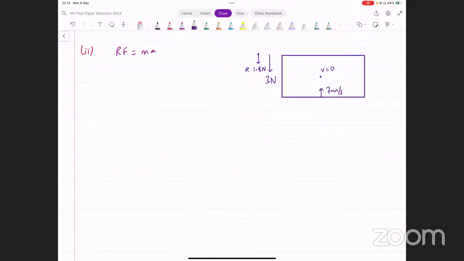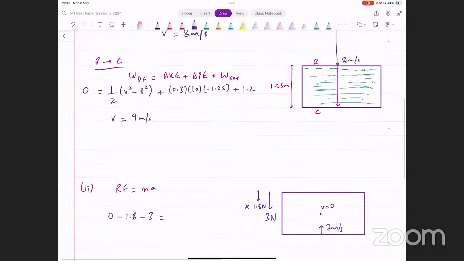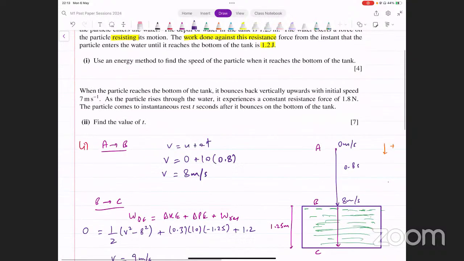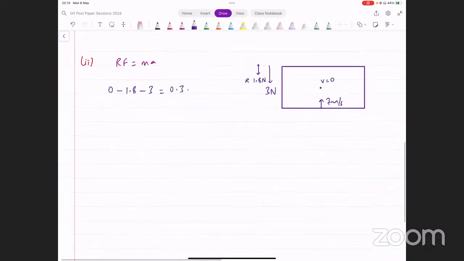Forward force is nothing. The particle is moving upwards. Downward forces, backward forces, they are resistance. That's 1.8. And the weight, that is 3. That should equal mass of the particle. What's the mass of the particle? It's 0.3 into acceleration. So we can find the acceleration of the particle for this part of the journey. What's the acceleration? Again, I need some help with that.